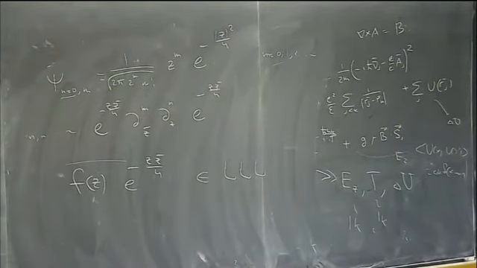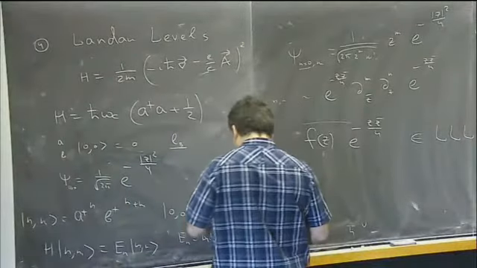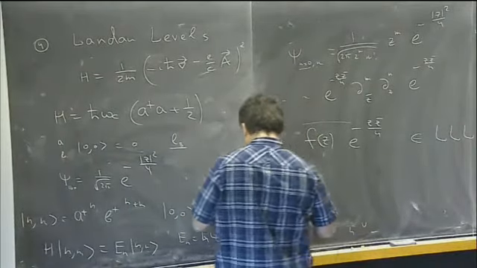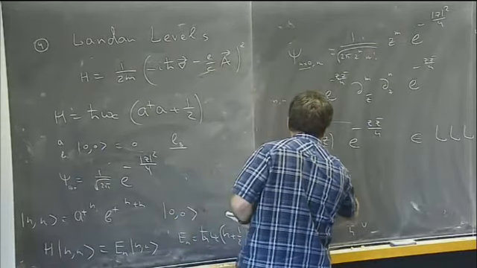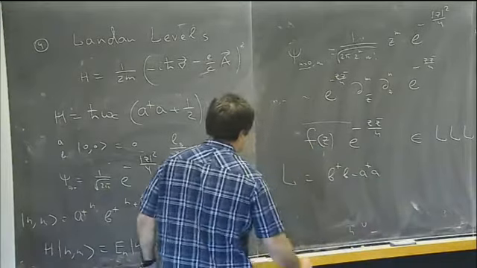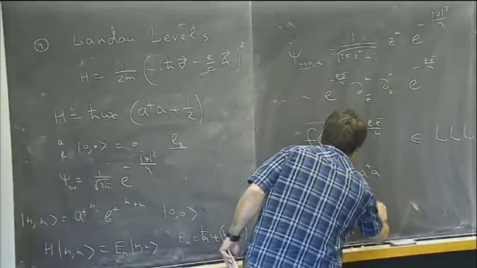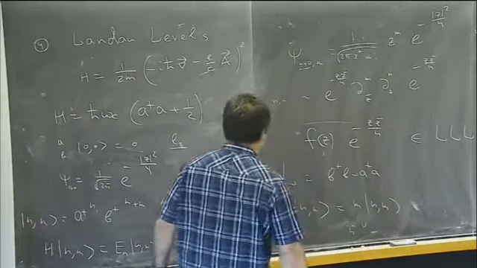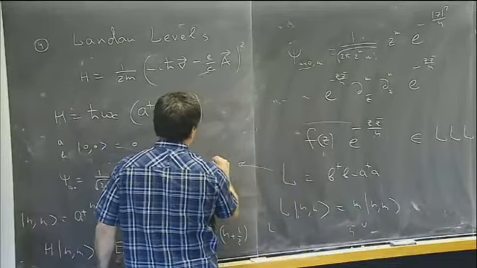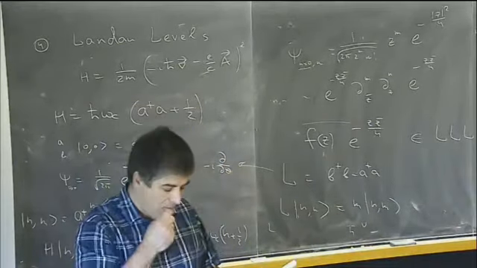To characterize a state, you need two numbers, n and m. One number, n, is the eigenvalue of the Hamiltonian. The other number is the eigenvalue of the angular momentum operator, which can be written as b dagger b minus a dagger a. So L acting on |n, m> gives you m times |n, m>. And this L is obtained from minus i d over d theta, where theta is the azimuthal angle in the plane.